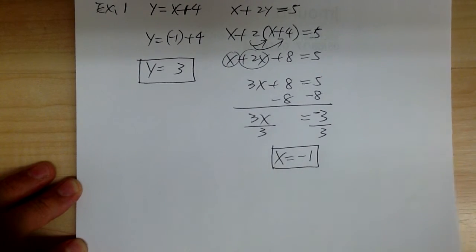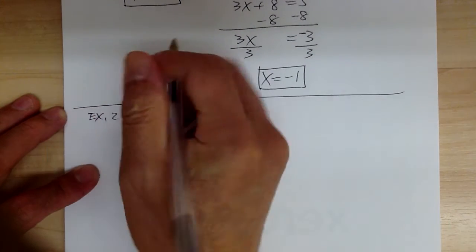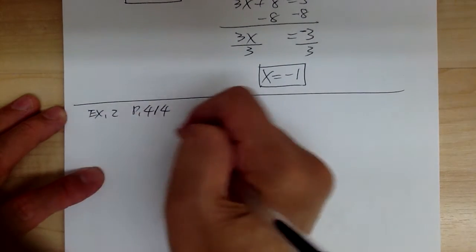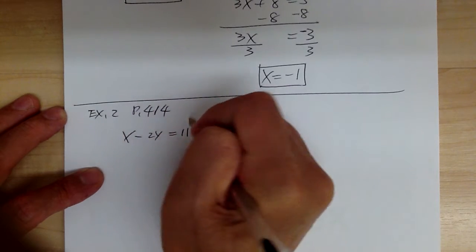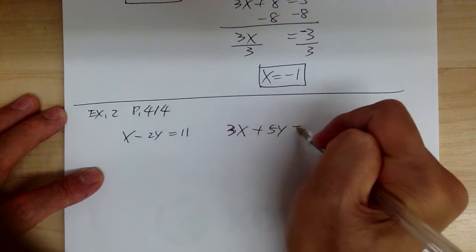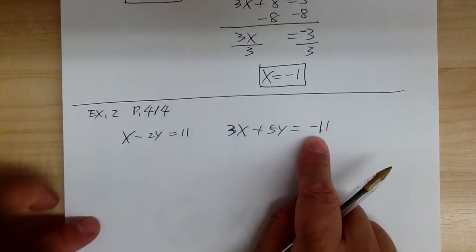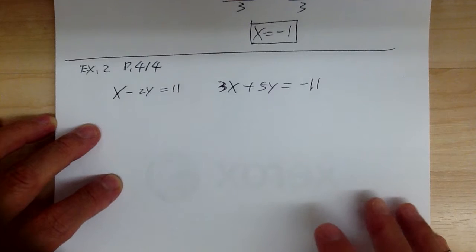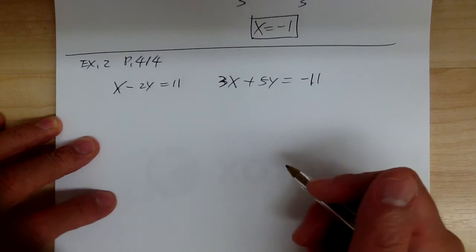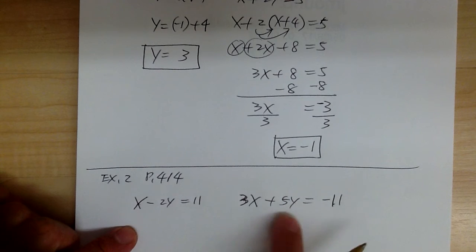Now, when you go to example 2, on page 414, you have x minus 2y equal to 11, and 3x plus 5y equal to negative 11. With this kind of problem, they look similar, so you can go ahead and use the elimination method. You can do either method. To use substitution, you have to add 2y before you can substitute.